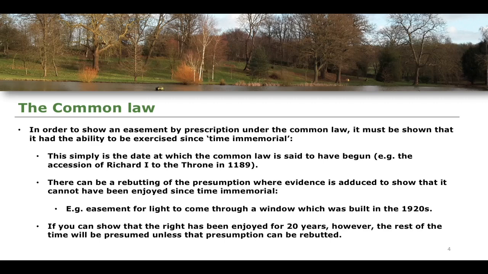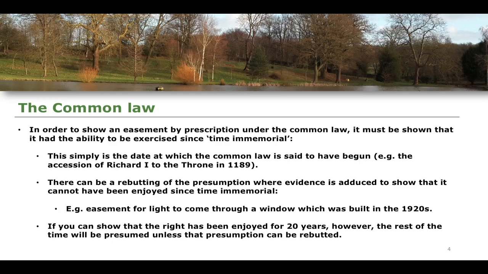If you can show that the right has been enjoyed for 20 years, however, the rest of the time will be presumed unless that presumption can be rebutted. This is a very important point. So if you go into a court of law or go into a solicitor's office and they say, well, if you want to show a prescription through the common law, we have to show that this easement was able to be exercised since 1189, you might look a bit sheepish, and you might look a little bit blue at the idea of trying to do that.